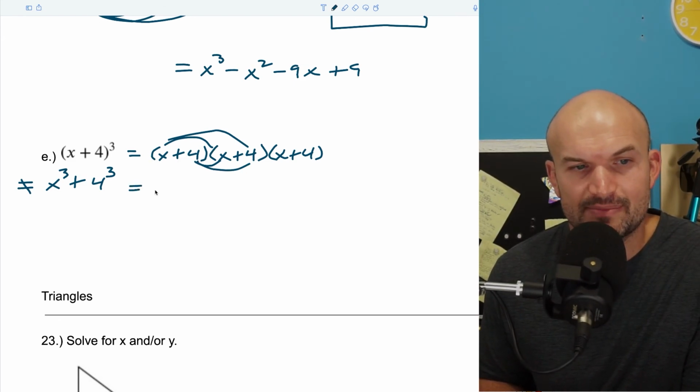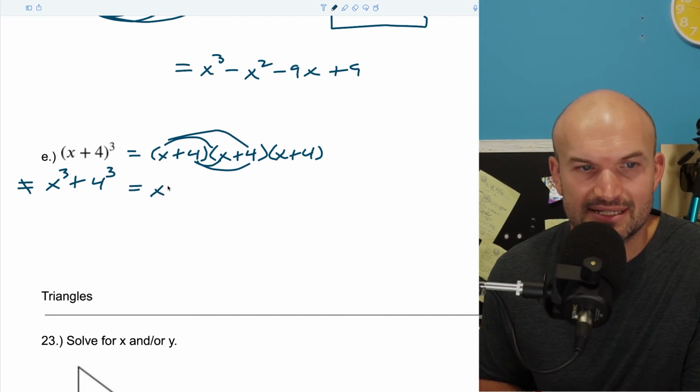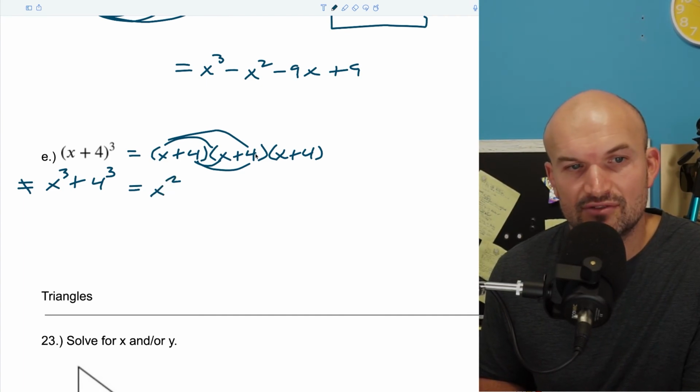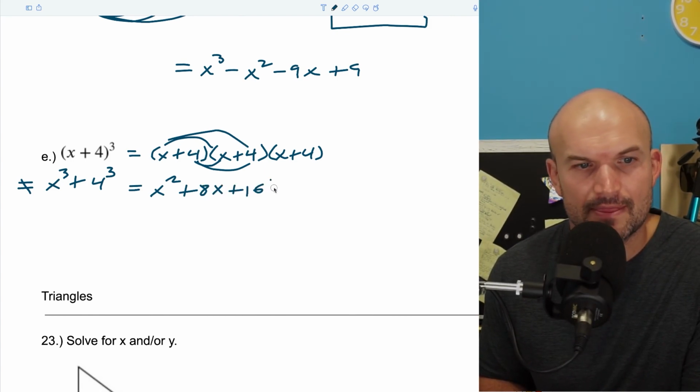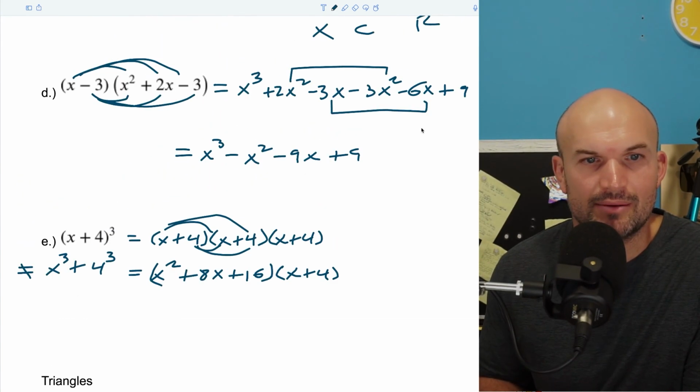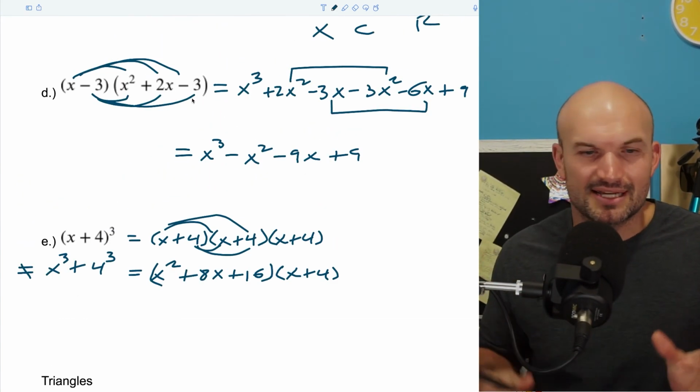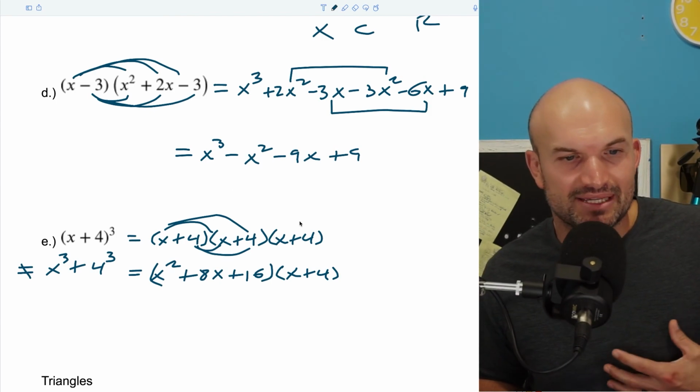And I can go and expand this. So x times x is x squared. 4 times x is 4x. 4 times x is 4x. 4x plus 4x is going to be an 8x. And 4 times 4 is going to be a positive 16. Okay, and then times x plus 4. Now, you can do the rest of the problem like this, but if you notice there's a lot of things going on, I think sometimes it can be easy to make a mistake.